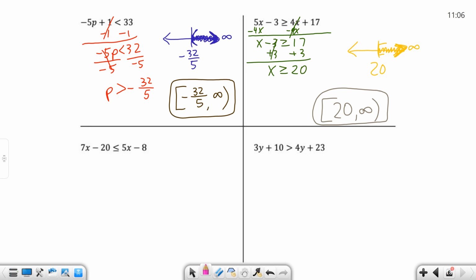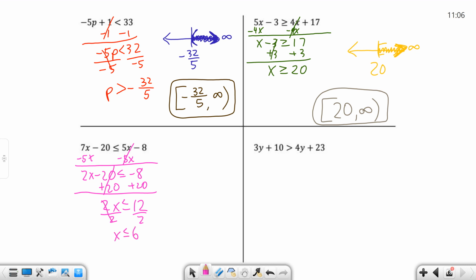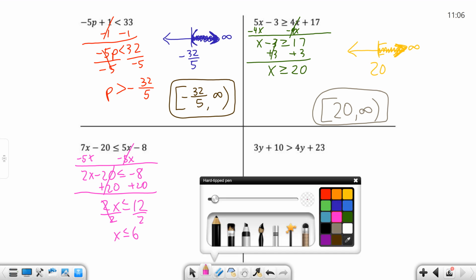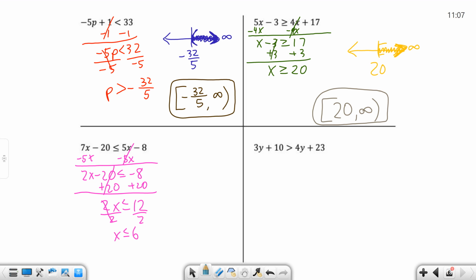All right. So here, the next one, I'm going to move my 5x. I'm going to subtract it from both sides. So then that's going to be 2x minus 20 less than or equal to negative 8. I'm going to add 20 to both sides. To get rid of that, that's going to be 2x is less than or equal to 12. Divide both sides by 2. And again, I leave less than or equal to alone because I did not multiply or divide by a negative at any point there in any of those steps. So x is less than or equal to 6 is my final inequality there. And that one took several steps.